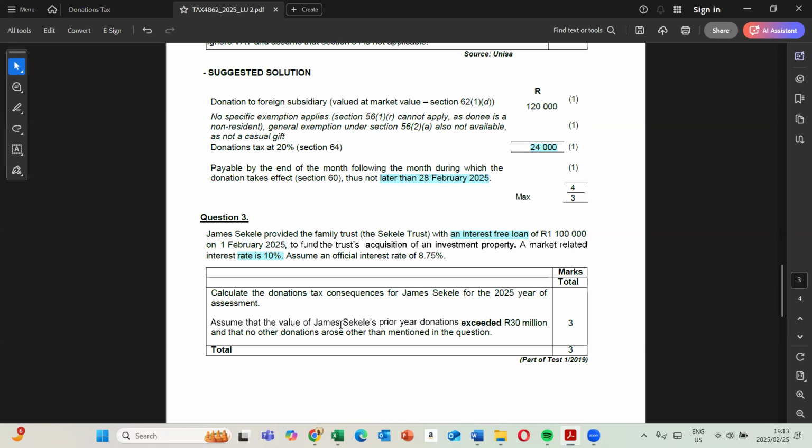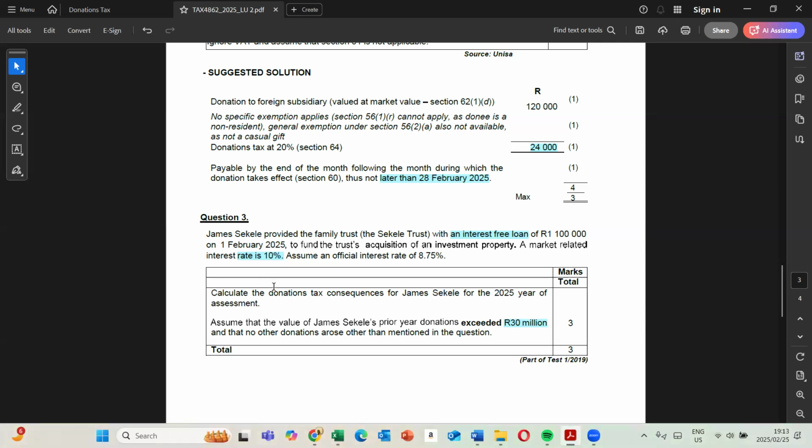Assume that the value of James Sekele's prior donations exceeded 30 million. What does it mean? Why are they telling us that? It means now we're not going to use the 20% rate that we've been using. We're going to use 25% because the donations that this James made in the prior year is more than 30 million. So we're going to use this rate now.